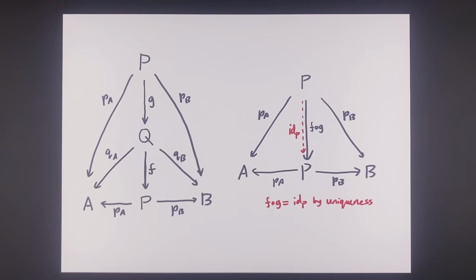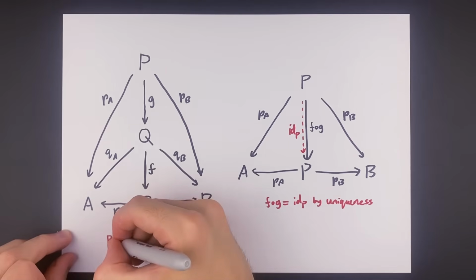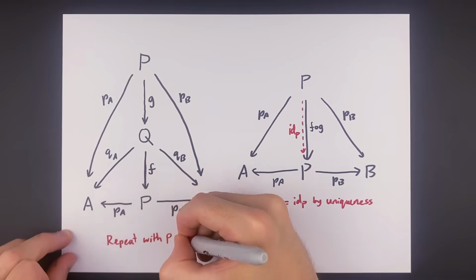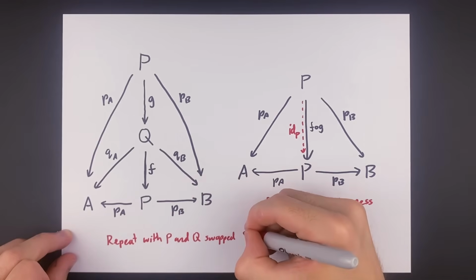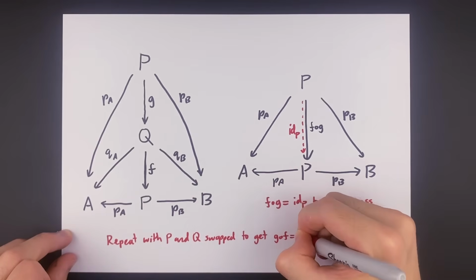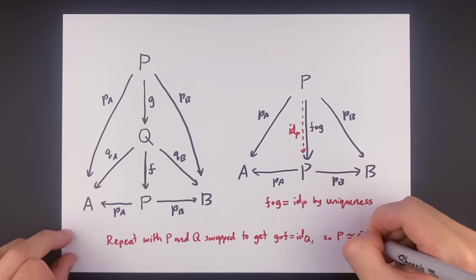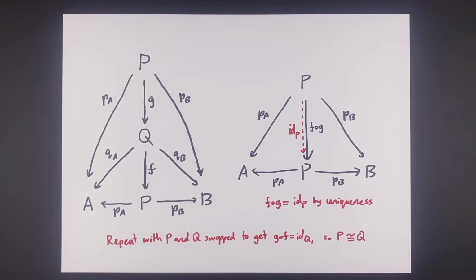Now we just need to show that GF is the identity morphism on Q, and that can be done in exactly the same way by reversing P and Q. That means F and G are inverses of each other, and we have an isomorphism between P and Q, and moreover, this isomorphism commutes with the projection maps. So the product of A and B is unique up to isomorphism.